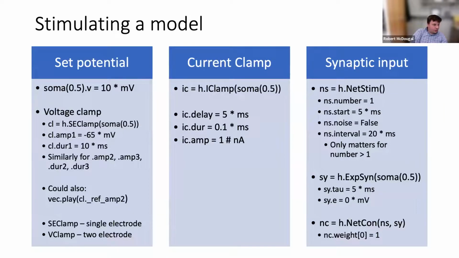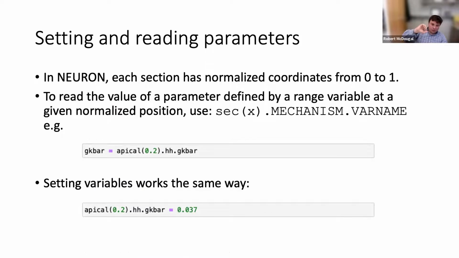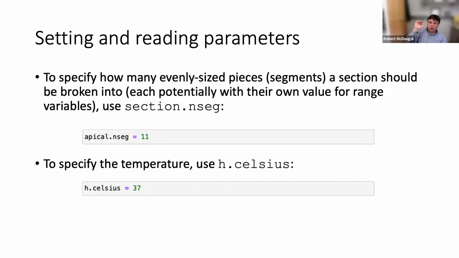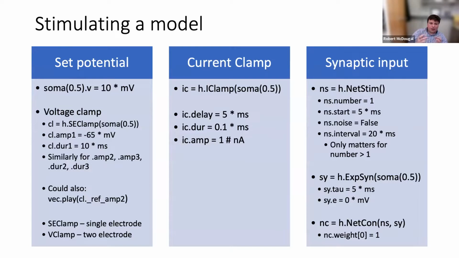There's various ways that we might want to stimulate. Fundamentally, we have sections, and we've seen import3d. We have ways of specifying morphology. We have density mechanisms like HH that we could insert. We have point processes that we could use to have a current clamp injection. So how do we actually stimulate our model? Well, we might use a current clamp. And if we want to use a current clamp, this is how we do it. We specify a delay, a duration, an amplitude, and a location.